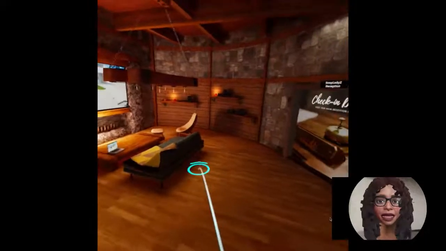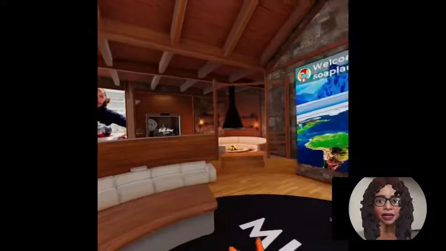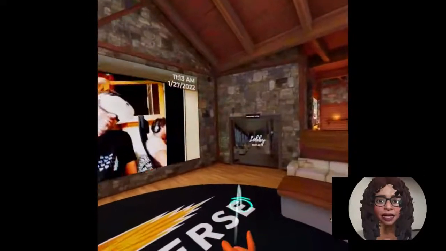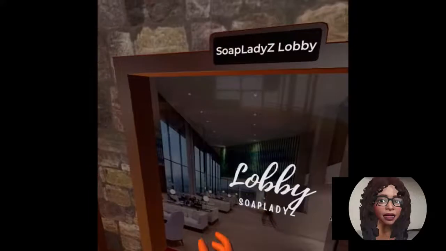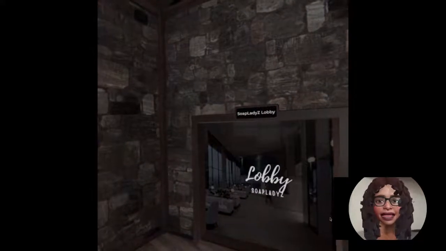So now I'm going to just spawn over. That concept of doors, I've created a check-in desk. I've also created a lobby area, which I've been working on. So let's go into this Soap Lady Z lobby. And it gives us like maybe about 2 or 3 seconds before it spawns over, which is pretty cool.